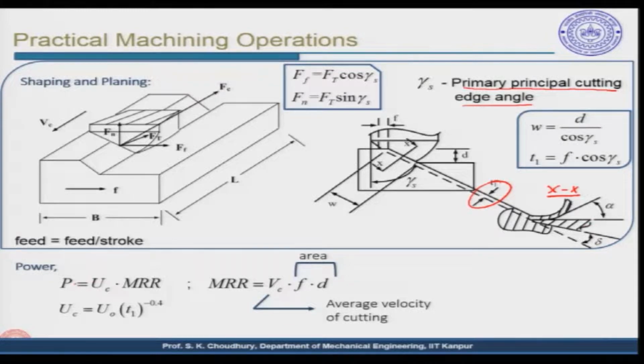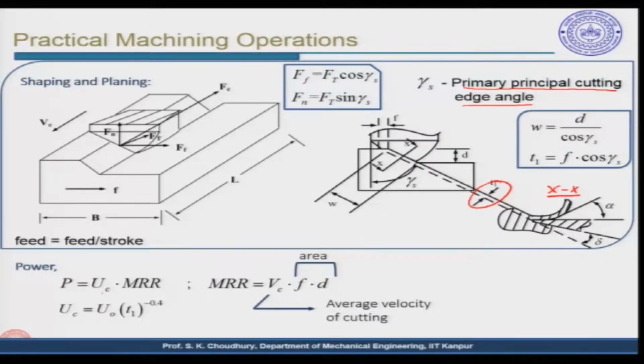Now, the power that is consumed during shaping or planing is given the same way again, UC into MRR. MRR, material removal rate, is area into velocity. So, area here is F into d, that is the feed and the depth of cut, and the velocity is taken as the average velocity of cutting, Vc. This is the direction of the Vc. So, we have the geometrical parameters, the forces and the power consumption here for shaping or planing.